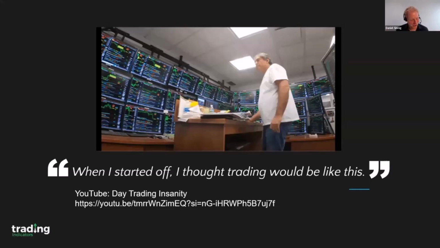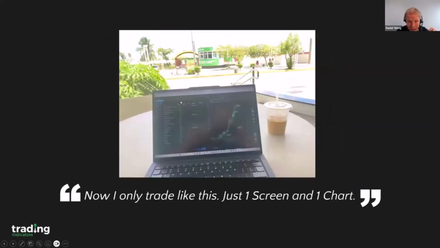But a few years into my trading career, I now have a completely different opinion, thanks to the indicator I just showed you. Because now I trade like this. Just one screen, oftentimes just one laptop, completely mobile. I trade from all over the world. I'm in Montreal right now for this presentation, but I've been trading from Germany, where I'm from originally, from Brazil, where I travel a lot for private reasons, and really all over the world with this kind of setup.